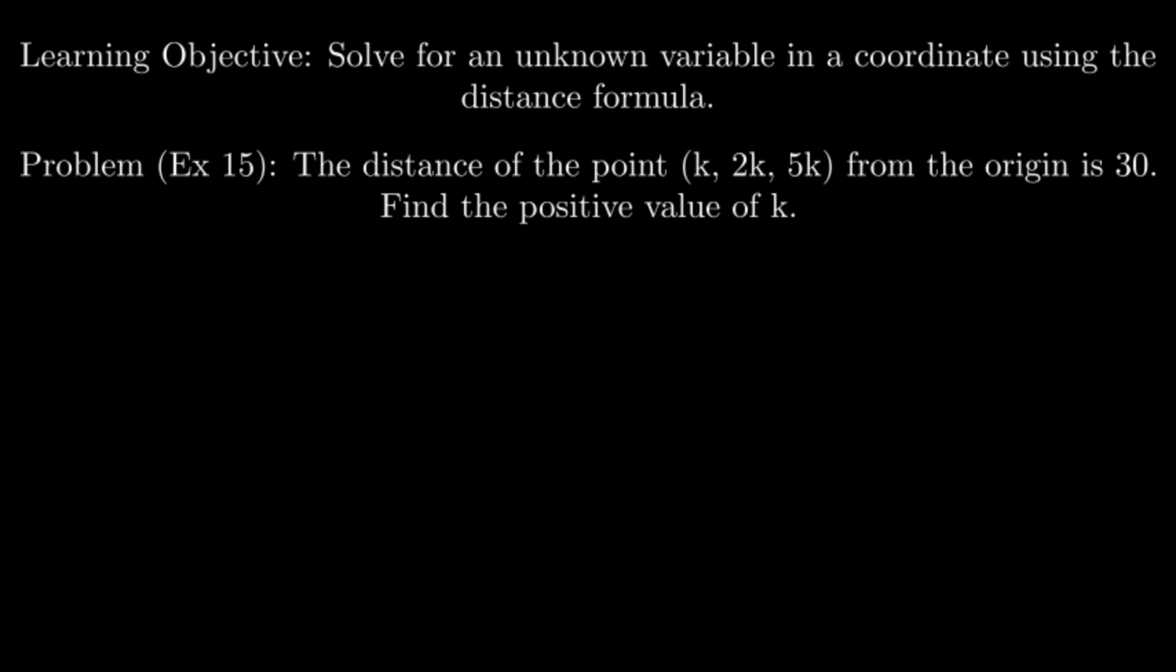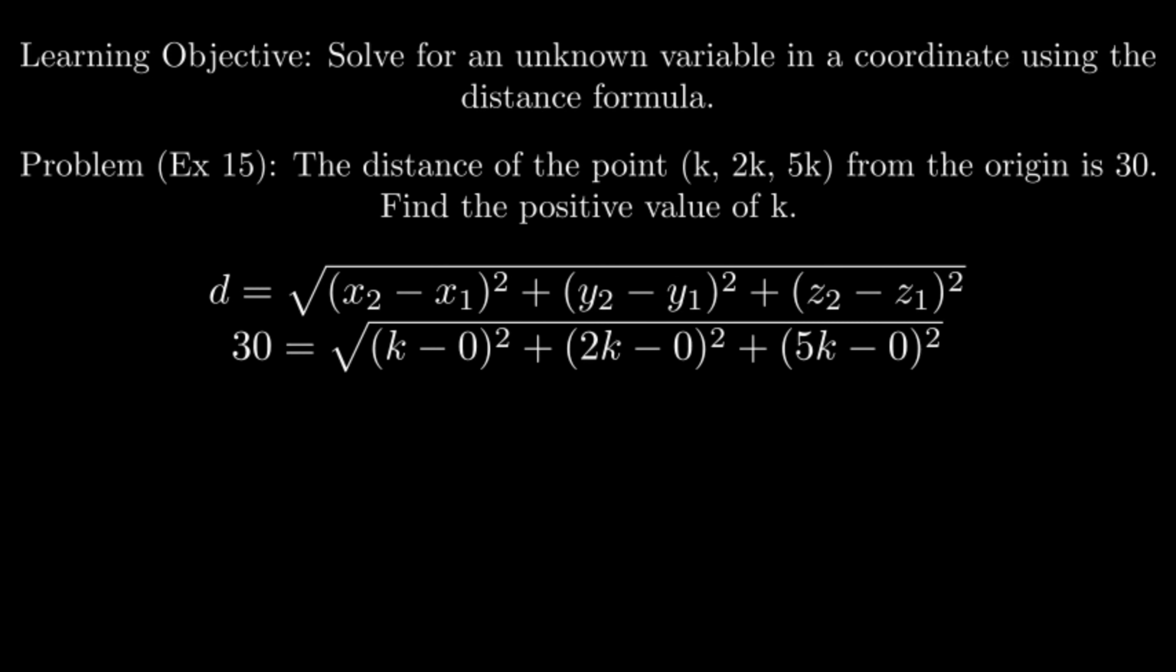The key here is to translate the words into a mathematical equation using the distance formula. Our 2 points are (k, 2k, 5k) and the origin (0, 0, 0). The distance d is 30. We'll set up the distance formula. We have 30 equals the square root of (k minus 0) squared, plus (2k minus 0) squared, plus (5k minus 0) squared. Now, let's simplify the expression under the square root.